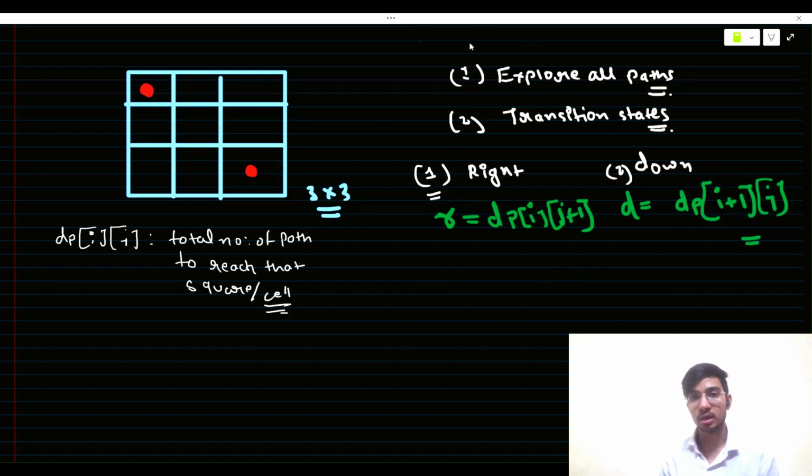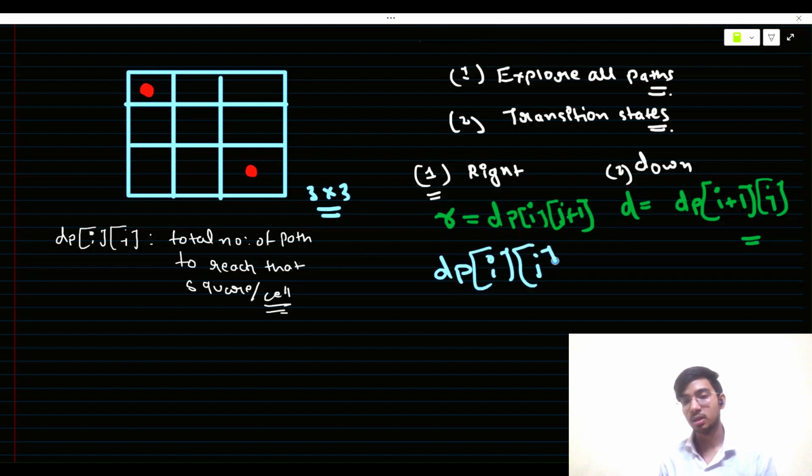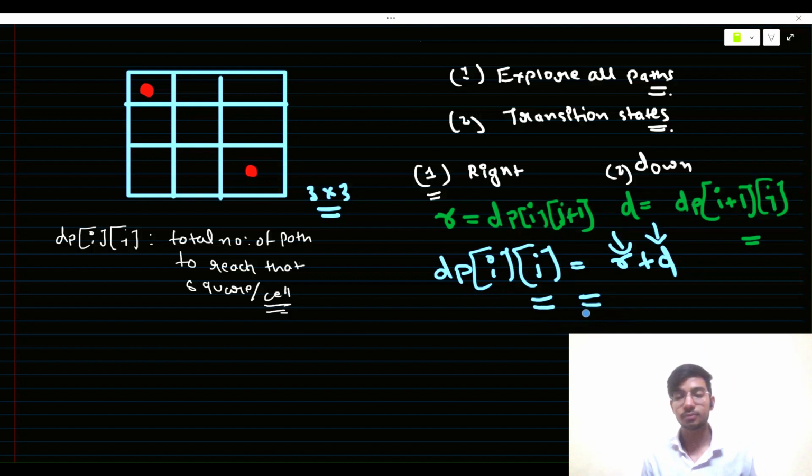Now for the current cell, that is dp of ij, the answer is going to be r plus d. By making the move right, how many paths are there to reach ij? By making the move down, how many paths to reach ij? So the total number of paths is going to be r plus d. This is the transition that we do.